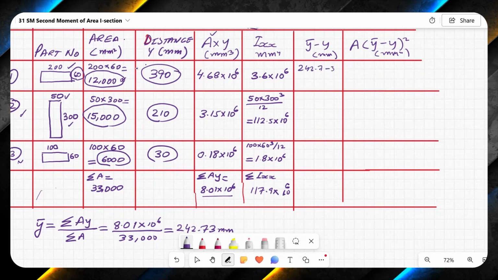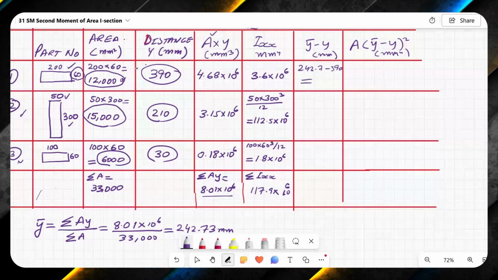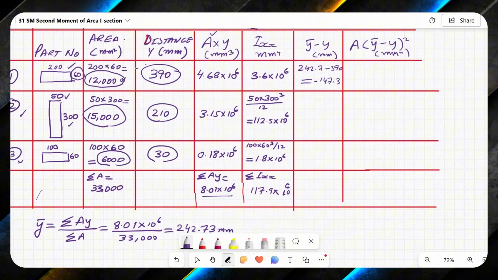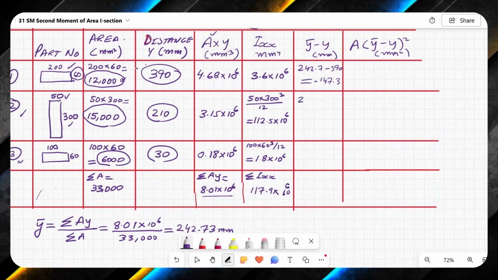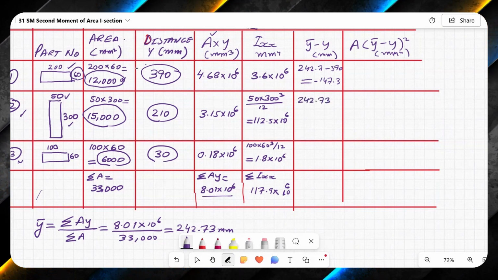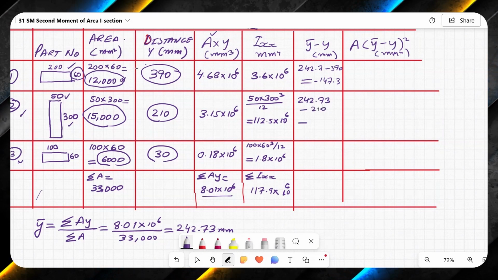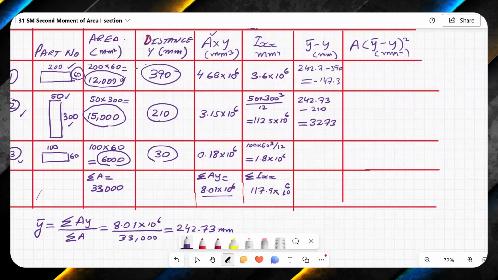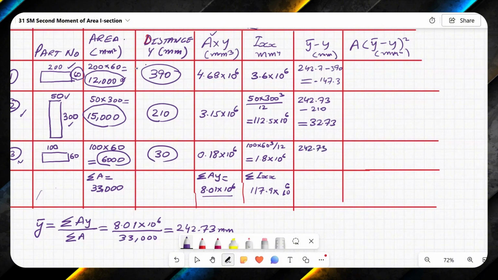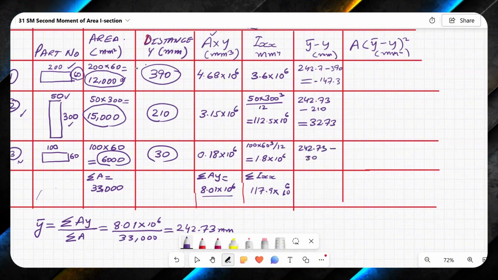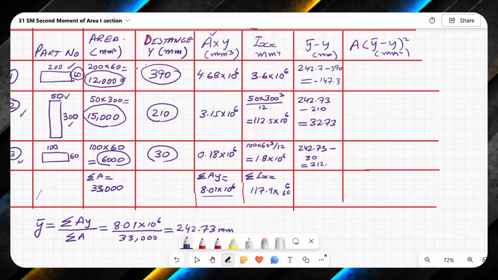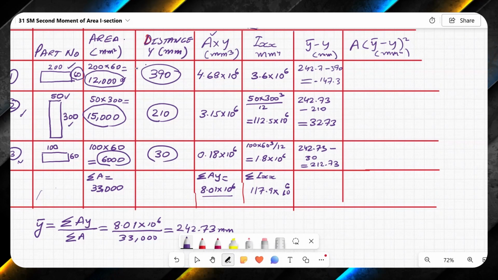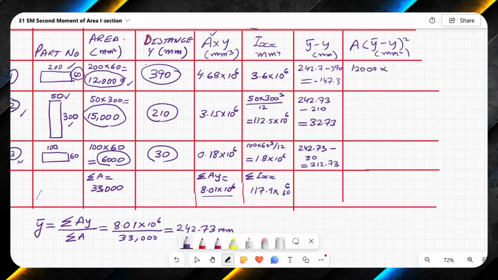Now I will use this value to find out y bar minus y. 242.7 minus 390. So I'm getting here minus 147.3. Using the same logic, 242.73, take away 210, I'm getting 32.73. And here 242.73 minus 30, this one is simple, 212.73.